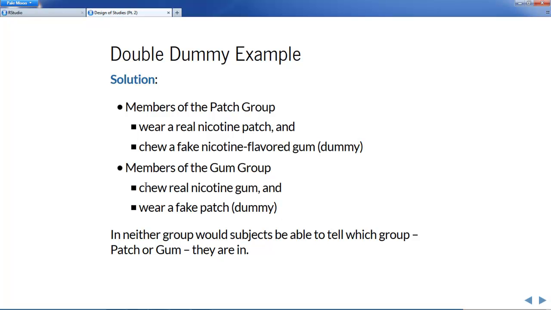Now, turning to the members of the gum group, they're going to chew real nicotine gum, but they're also going to wear a fake patch that doesn't deliver any nicotine at all. And for that group, the fake patch is the dummy. And so we've got a double dummy design. If you set it up this way, then in neither group are subjects going to be able to tell which group they're in. So that's a double dummy design.